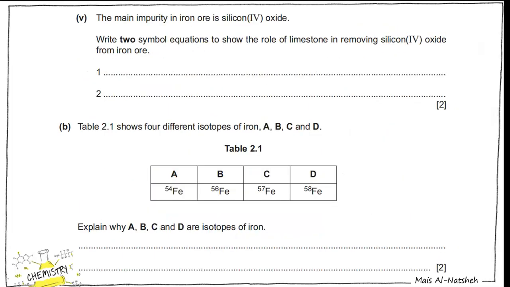Next part. The main impurity in iron ore is silicon 4 oxide, which is SiO2.